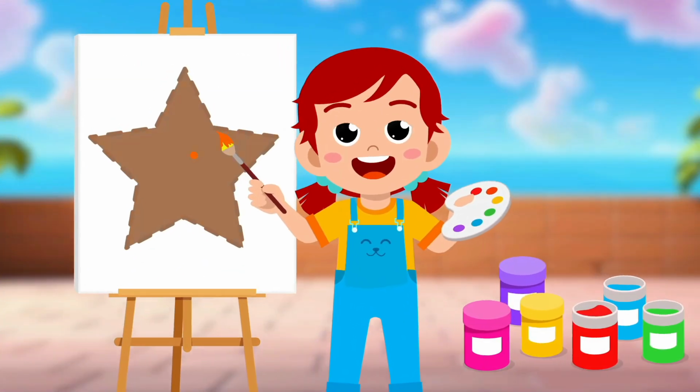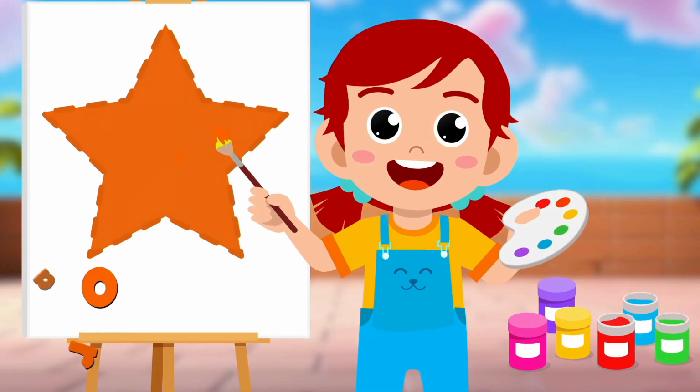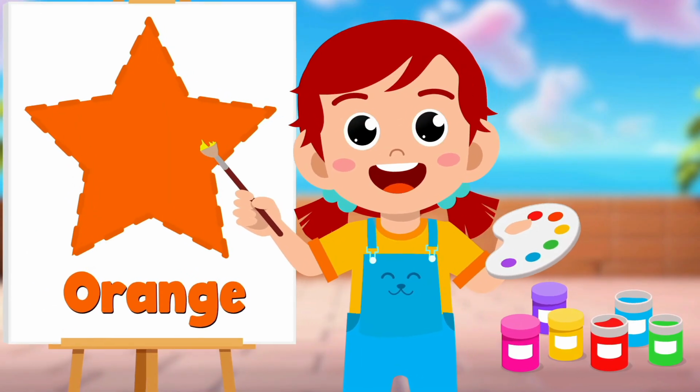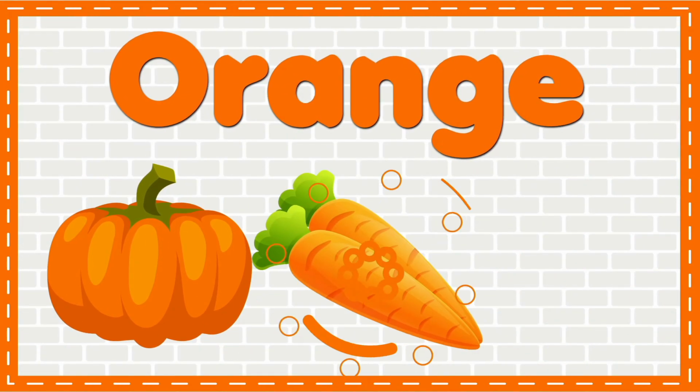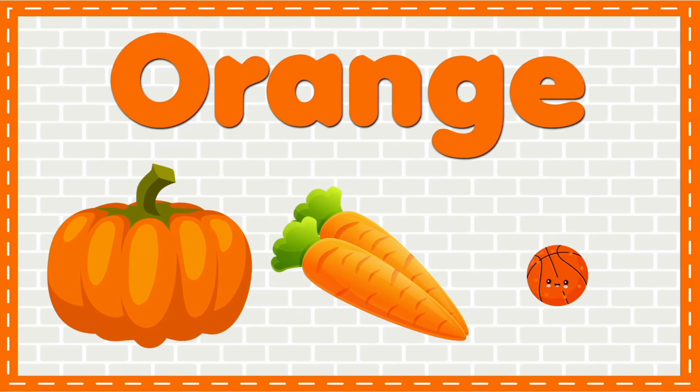Which color is this? It's the color orange. Orange. Pumpkin. Carrot. Basketball.